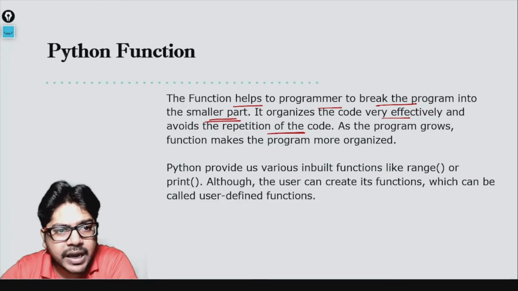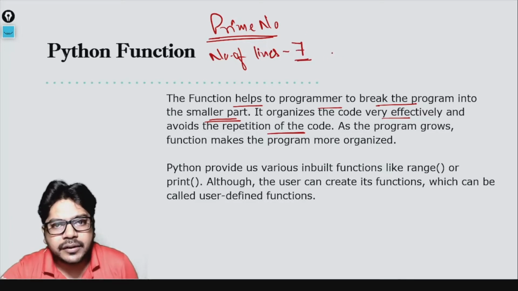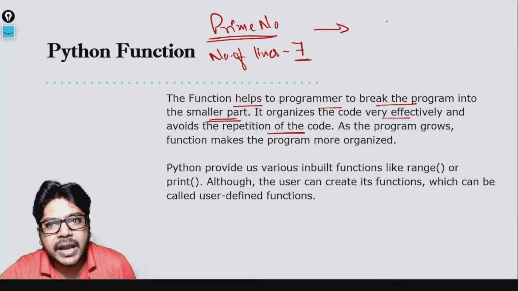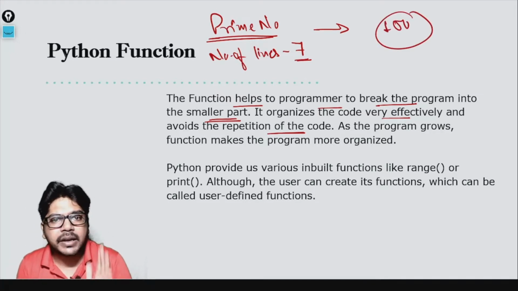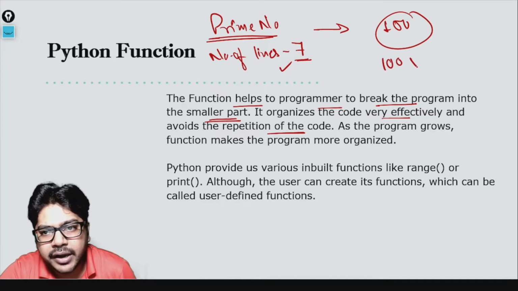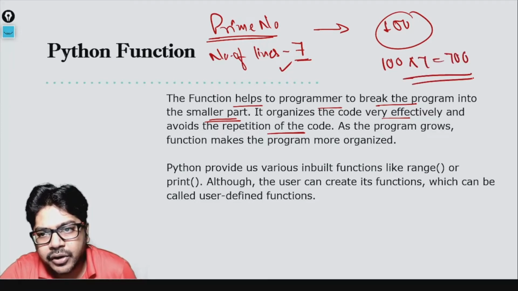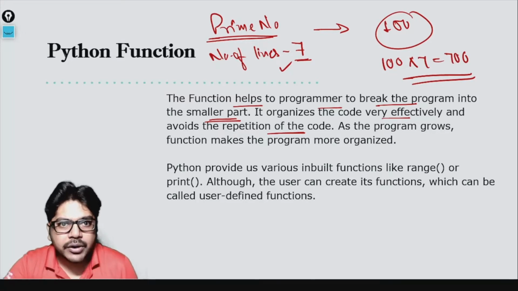Let's suppose that you have a program where you want to find a prime number. Suppose the number of lines of code for the prime number program is 7 lines that you have written. Now this prime number has to be used 100 times. You have to find the prime number 100 times. So how many lines of code are you going to write? If you write these 7 lines of code 100 times, it is going to be 700 lines of code that has to be written. But just imagine what if you created a function.